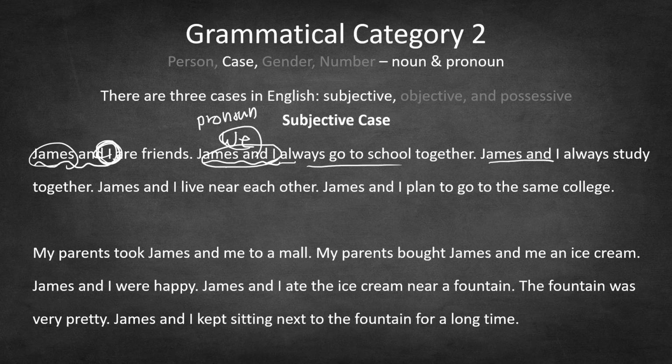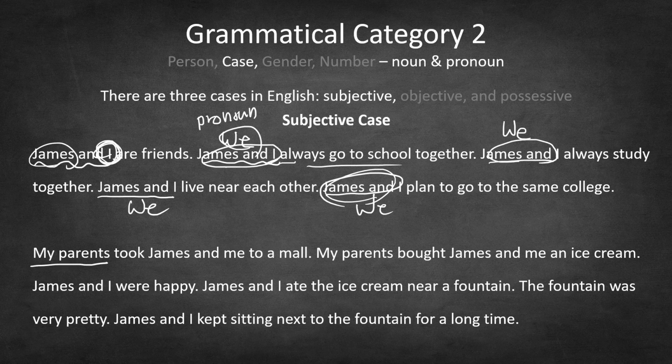James and I always study together. James and I, we always study together. James and I, we live near each other. James and I, we plan to go to the same college. Okay, so use pronoun instead of James and I over and over again.